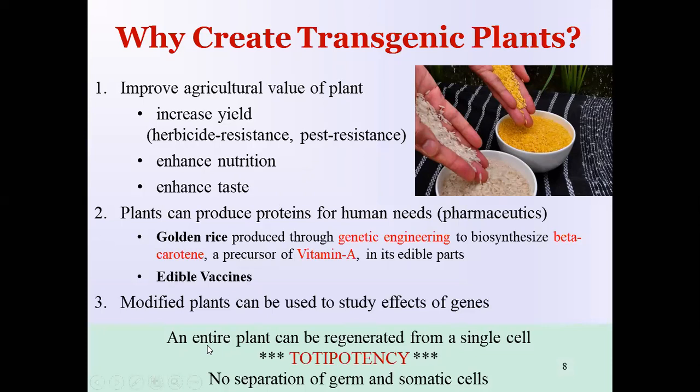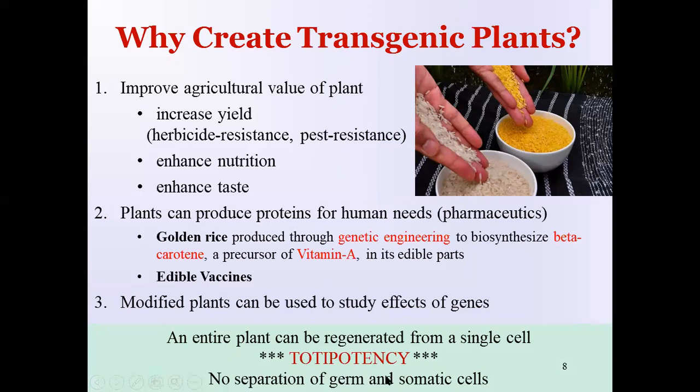An entire plant can be regenerated from a single cell, and this is totipotency. A single cell can give rise to a whole plant. This totipotency, the efficiency of it in plants, has been taken advantage of and was utilized for generating transgenic plants.